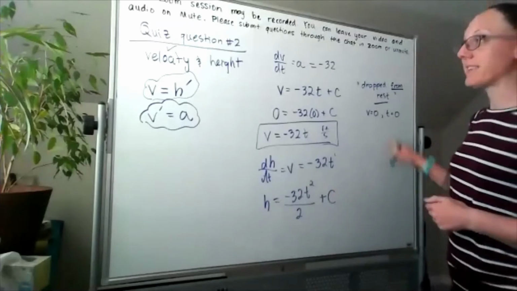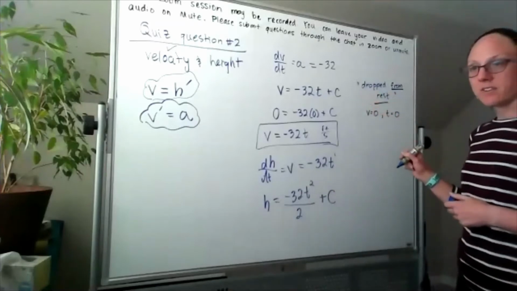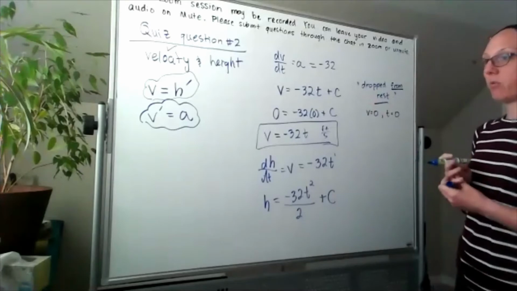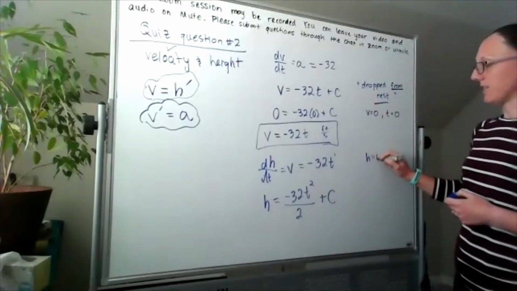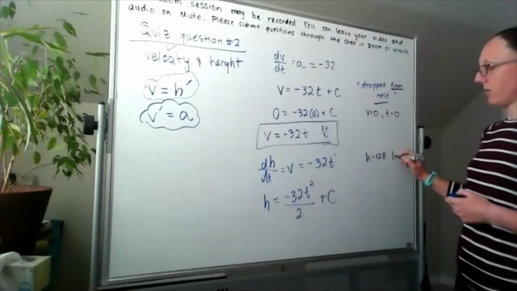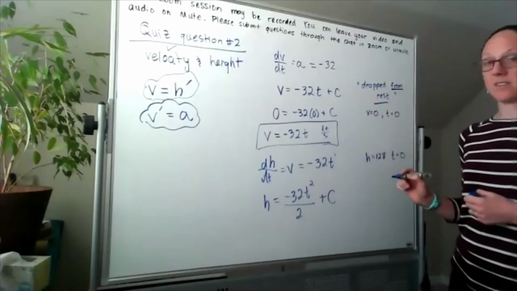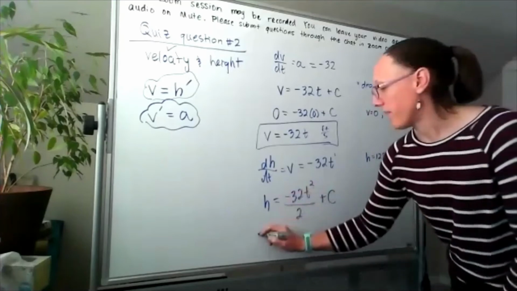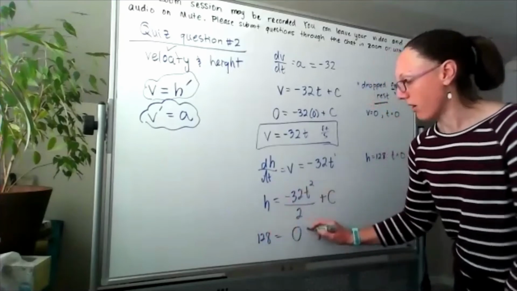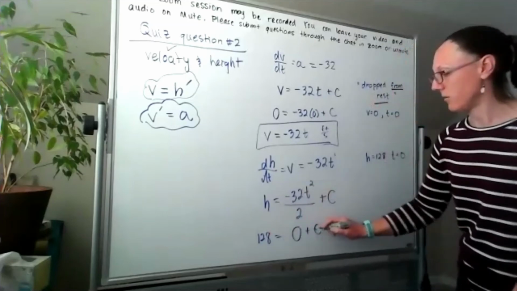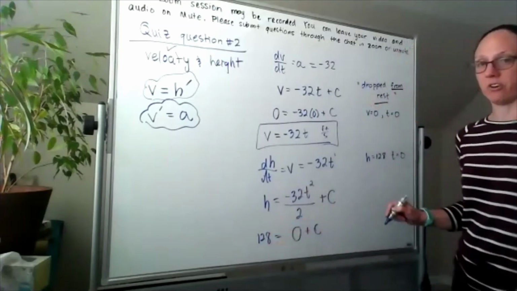So now I'm going to go back to the problem, and it also tells us that it was dropped from a height of 128 feet, meaning the height is 128 at time t equals 0. So plugging that in, I've got 128 is equal to 0 plus a constant, which means our constant is 128.